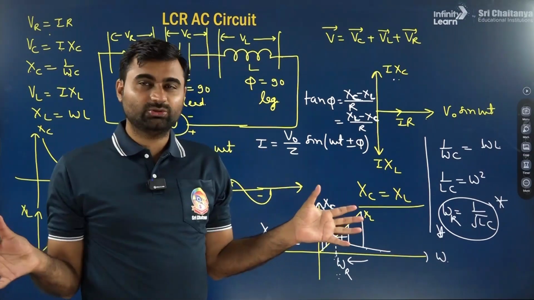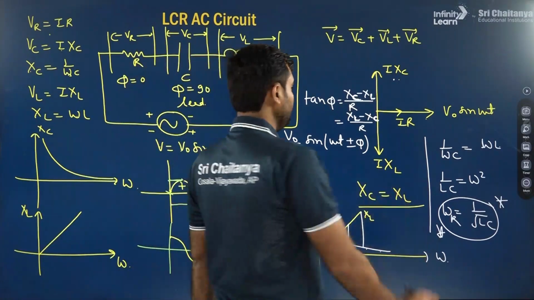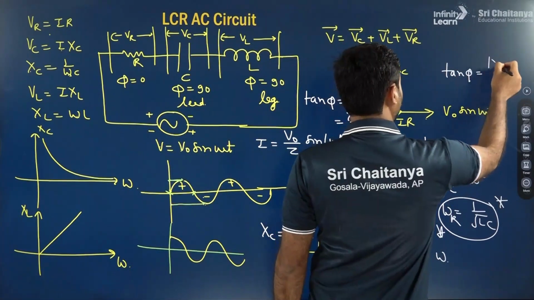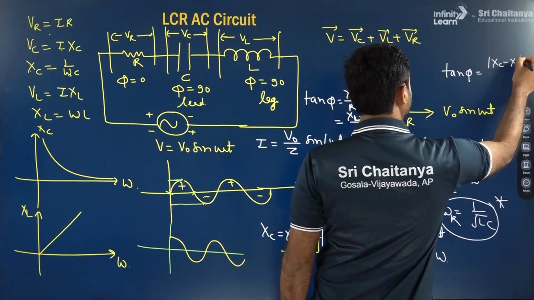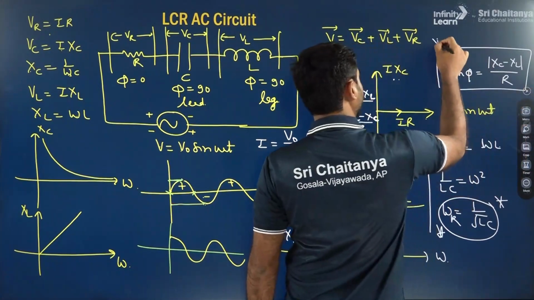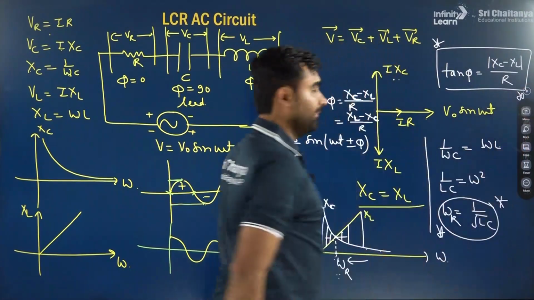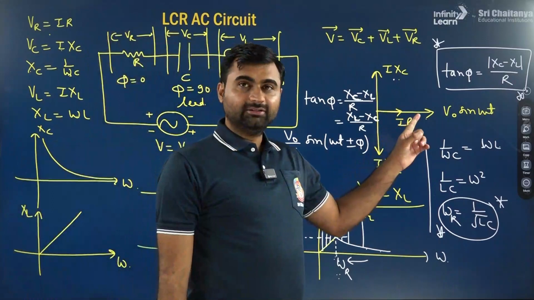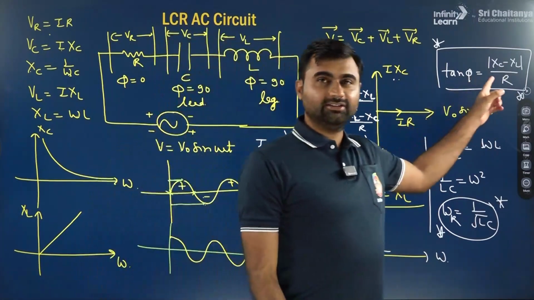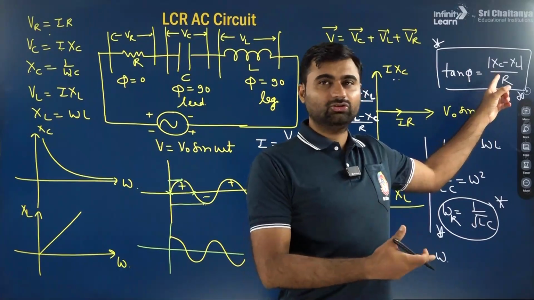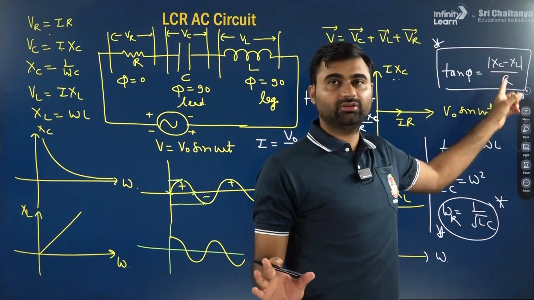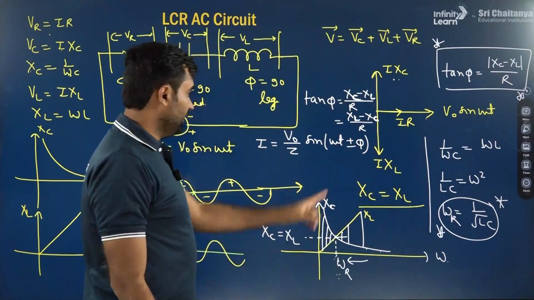And as a shortcut, you can remember that the tan phi formula is mod of XC minus XL, by R. This is the ultimate formula you have to remember as a shortcut. Okay, mod of XC minus XL. Now, we have taken mod here, so if XC is more than XL, then also okay. If XL is more than XC, then also okay. You have to take always positive here. Clear? So, phi we understood.